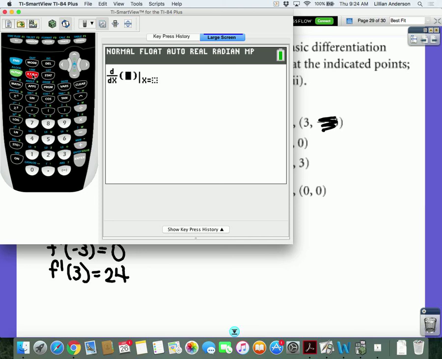Can somebody read off the original function to me? x cubed plus 2x squared minus 15x minus 13. Then you type in the original function. Then it says x equals blank. That's where you actually plug in the x values where you're trying to find the slope at that particular point. So for negative 3, I plug that in, and it gives me 1E to the negative 6. That's you move the decimal place back 6 spots, which is basically 0.